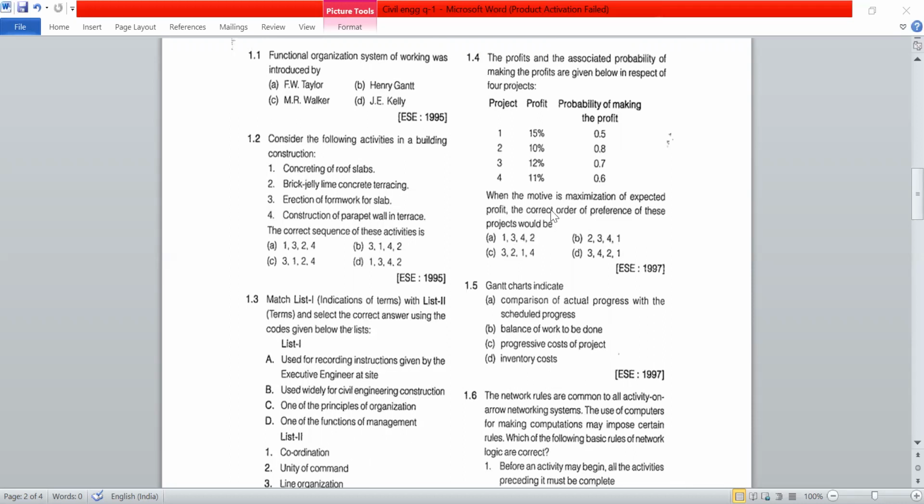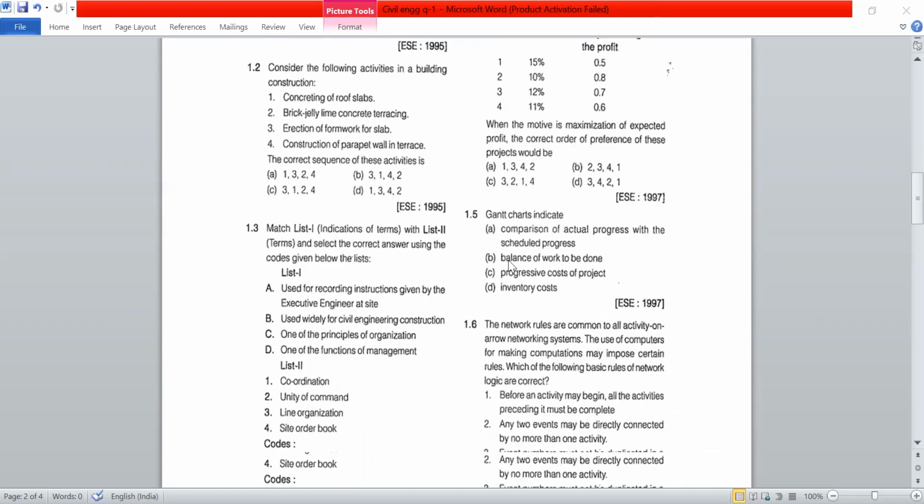How to do this is, so 15% is nothing but 15 divided by 100 into 0.5 you do. Whatever the answer you get, write the answer for each and everything. So when the motive is maximization of expected profit, the correct order of preference, which is maximum, arranged in such an order. The right answer is 3214.